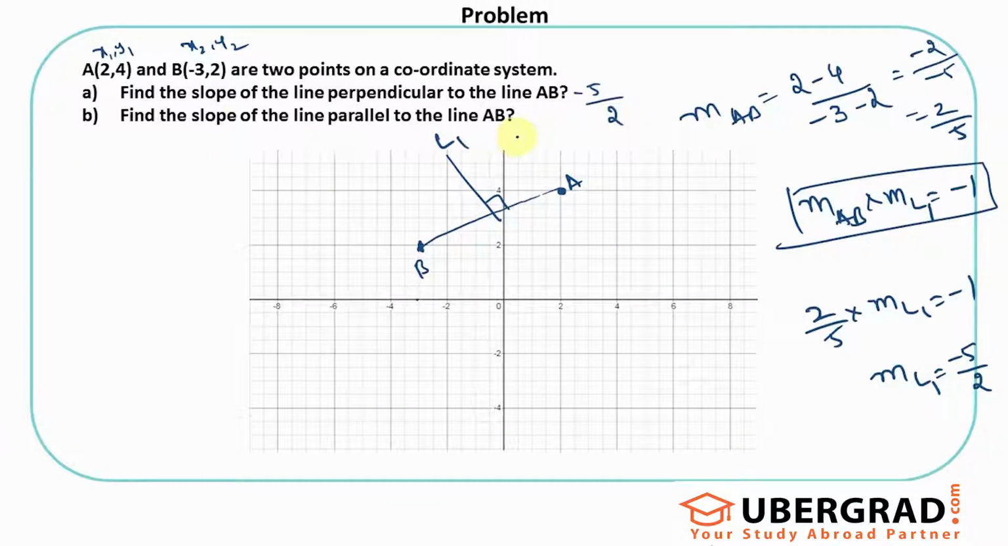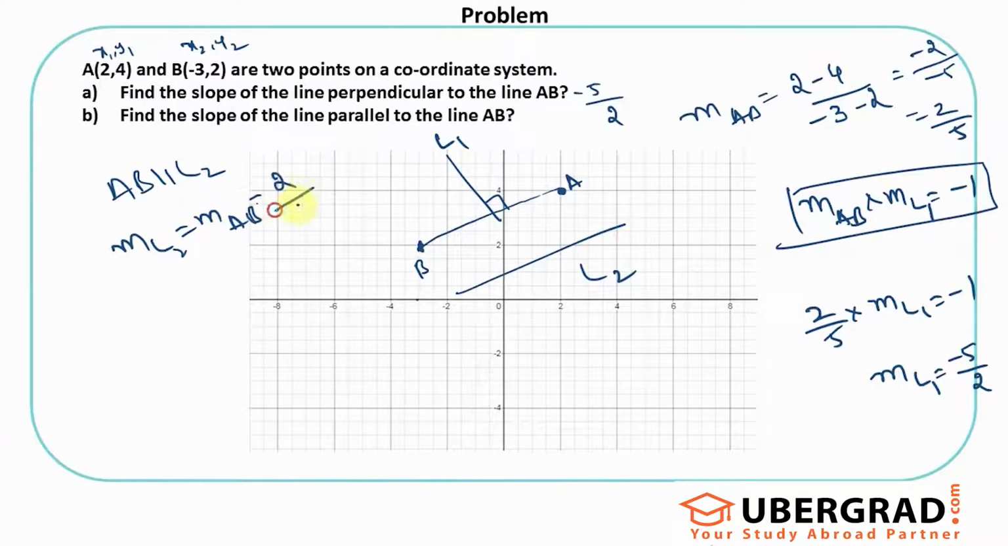And what is the slope of the line parallel to AB? So let's say there's another line L2 which is parallel to AB. So AB is parallel to L2. What is the slope of L2? It is equal to the slope of AB, that is 2 by 5. That's the answer for this. Right? That's how you find the slopes.